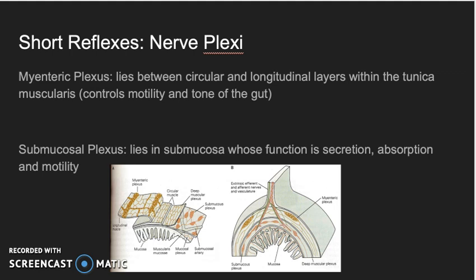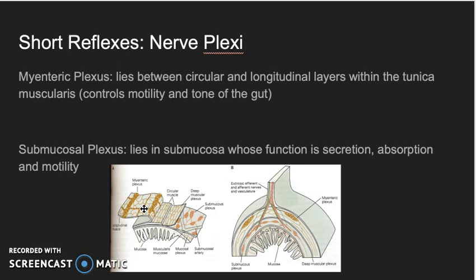So, the short reflex nerve plexi. You have the myenteric nerve plexus. This lies between the circular and longitudinal layers, so right in here and here, within the tunica muscularis. The job of the myenteric plexus is controlling motility and tone of the gut. That allows the peristaltic motion of food to be transported throughout the stomach.